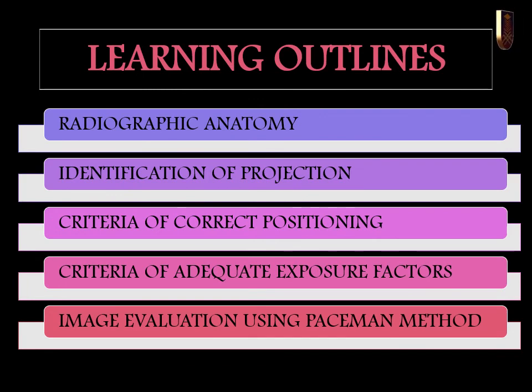I gladly made this video for knowledge sharing, and these are the things I'm going to talk about. I will start with radiographic anatomy of oblique ribs, followed by how to identify the projection. Then, I will go deeper into the criteria of correct positioning as well as the criteria for adequate exposure factor. And lastly, we will discuss evaluation of oblique rib image by using the PACEMAN method. First and foremost, let's start with the radiographic anatomy.